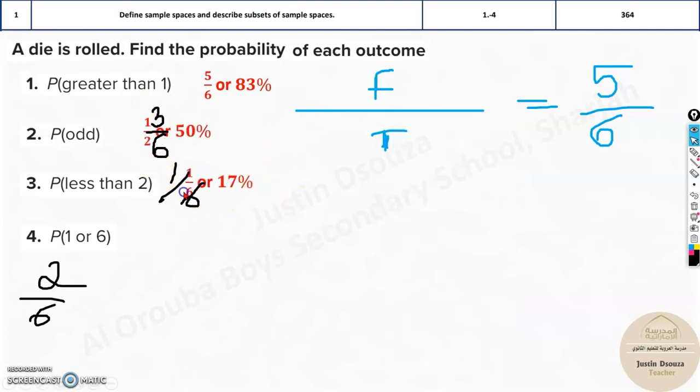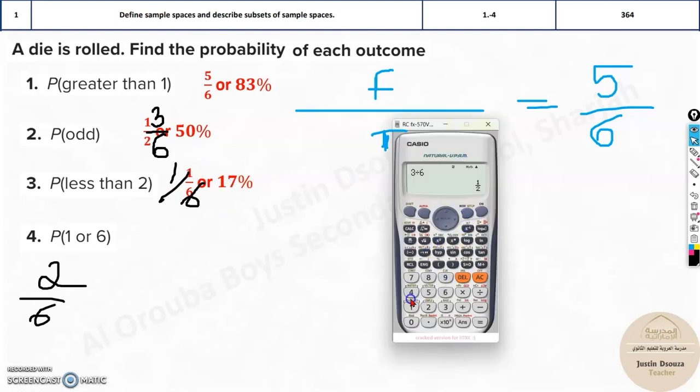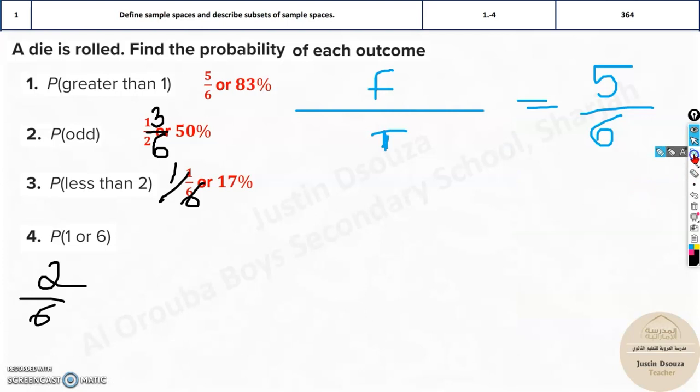1 by 6 or 17%, you can just put in the calculator. Or you can just do 1 divided by 6 and press this SD, you will get 0.1667. What you can do is move this by 2 digits. It's 16.7% or 17%.